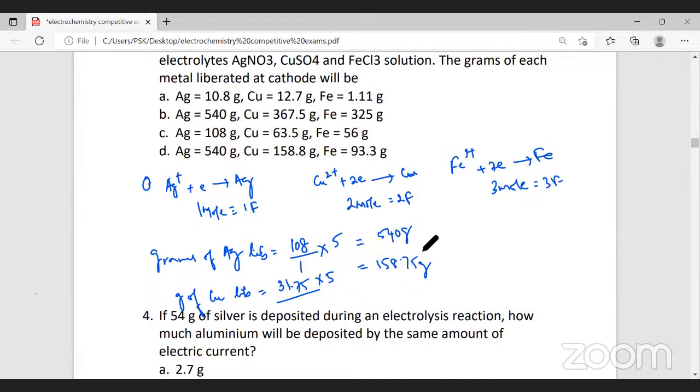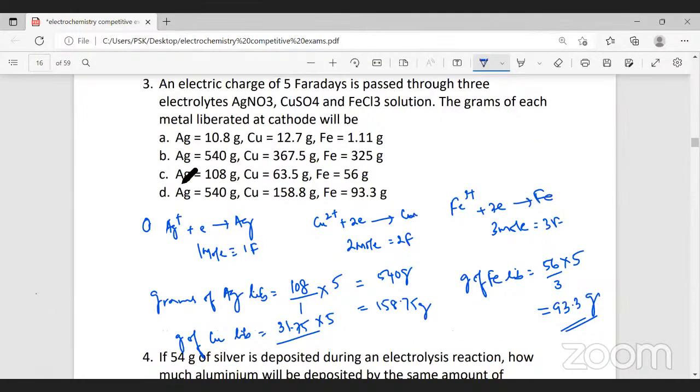I don't know the equivalent mass of iron. All right. So grams of iron liberated: atomic mass of iron is 56. Remember, atomic mass of iron is 56. What's the valency of iron? Fe3 plus, so it is 3 into 5 because 5 Faraday current we are passing. So the amount of iron liberated will be 93.3 grams. The answer for this question is option D.